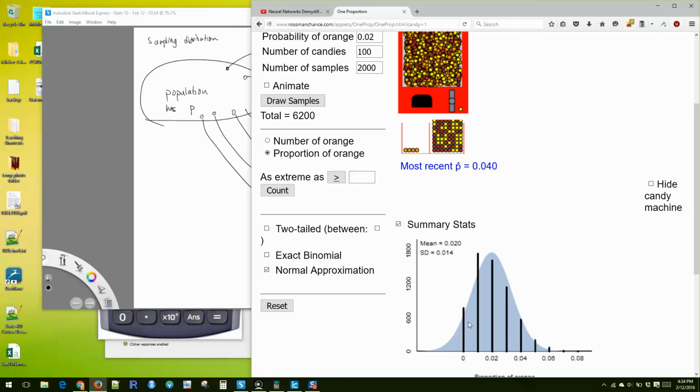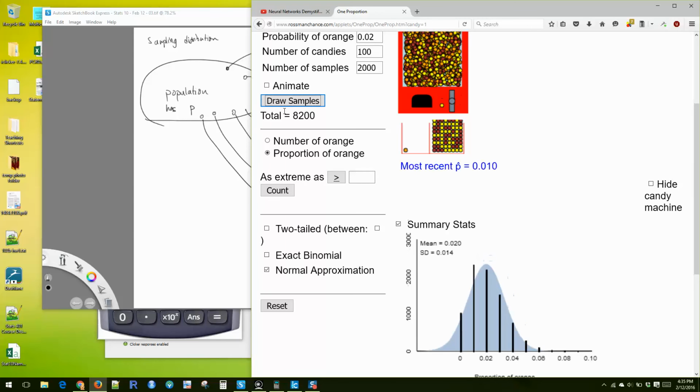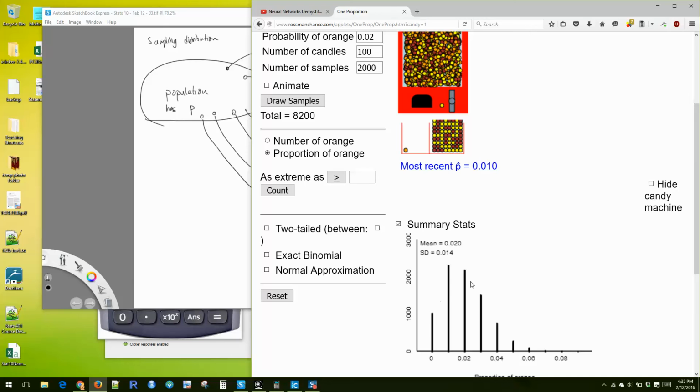What's going on here? Well, with only 2% of the candies orange, the most likely outcome is to draw something around two pieces of orange candy in a sample of 100. That means getting one orange piece is likely, and getting zero orange pieces is also quite likely. On the other hand, it's quite possible to get 5 or 6 or 7 orange pieces of candy. It doesn't happen very often, but we get something like that. And so you get a skewed distribution when you have an extremely low or an extremely high probability or percentage that exists in the population.